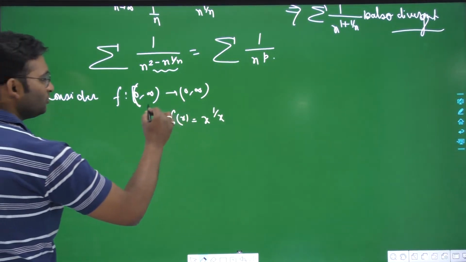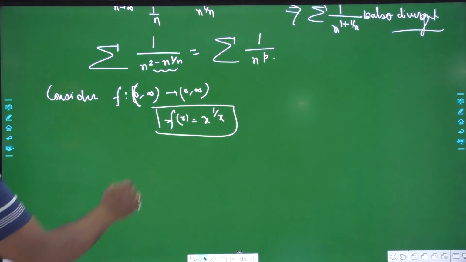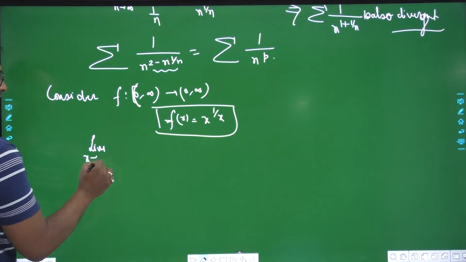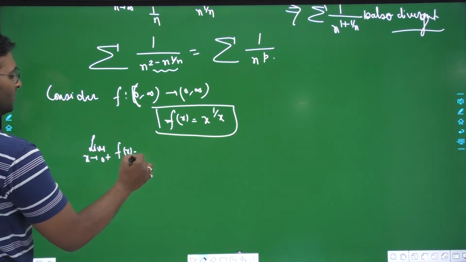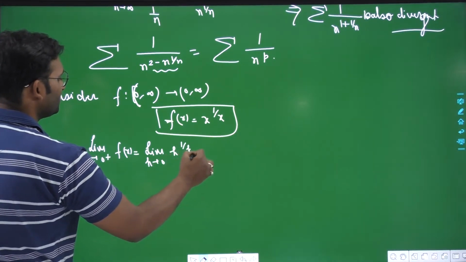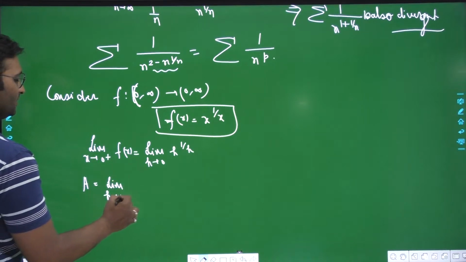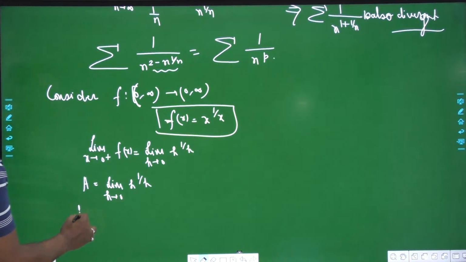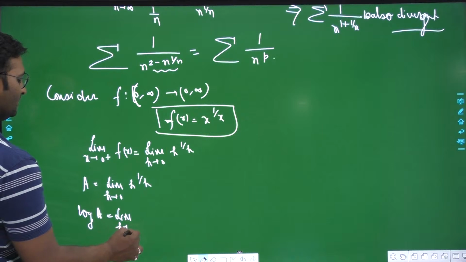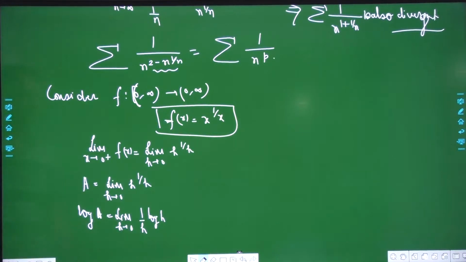So how do we know what the range of this function will be, so that I can use it effectively here? x raised to the power 1 upon x. What will be the limit as x tends to 0 plus of f(x)? It will be equal to the limit as h tends to 0 of h raised to the power 1 over h. Let me say that this is equal to a. So you take log on both sides: log of a equals the limit as h tends to 0 of 1 upon h times log of h.